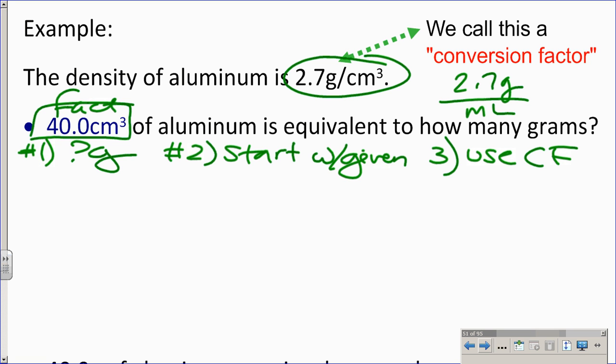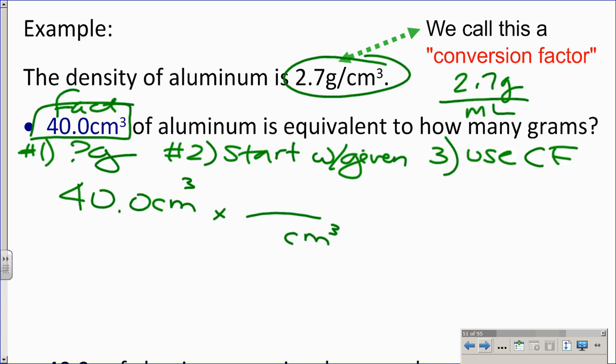So I know my question is grams. I know I'm going to start with 40.0 centimeters cubed. And then I'm going to multiply across the board to get rid of centimeters cubed. So I'm going to multiply by something with, how do I get rid of centimeters cubed? Does it go on the top or on the bottom of a fraction? Right, the bottom. So I want centimeters cubed down here. And I'm only given one conversion factor. There's no question about what I'm going to use. I'm going to use that conversion factor given to me, and I'm going to write it just as it is.